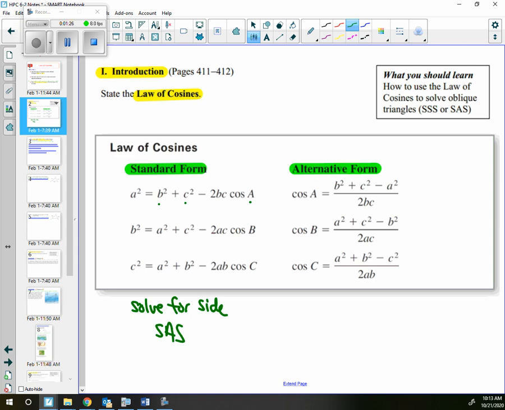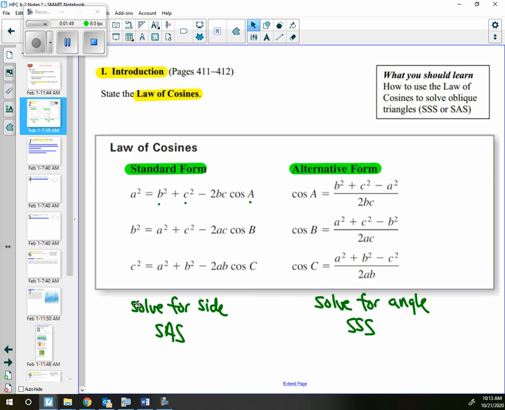We also have an alternate form, which is basically just taking the standard form and solving it for the angle measurement, or actually the cosine of the angle. That's a great format when you're solving for an angle. So if your quest is to solve for an angle measurement, in other words, you have side, side, side, that's the form you would want to use. It's an easier way to get right to that, so you don't have to do all the solving yourself. That alternate form is really handy.